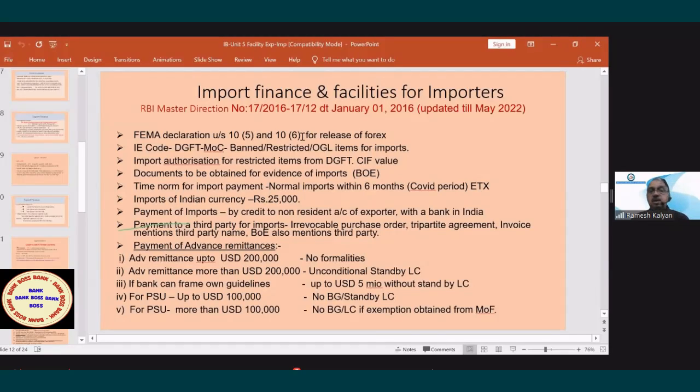You have to get a declaration stating that he will use that amount only for approved purposes. So always bear in mind, it's very important. More than the examination, if you are in the forex desk, this is very important. Then the IE code is given by DGFT, already we have discussed.